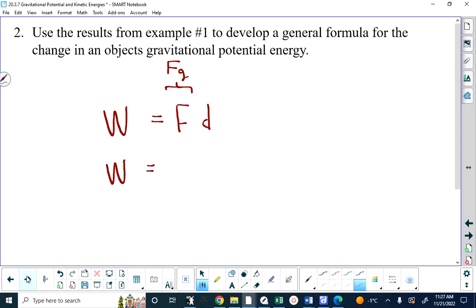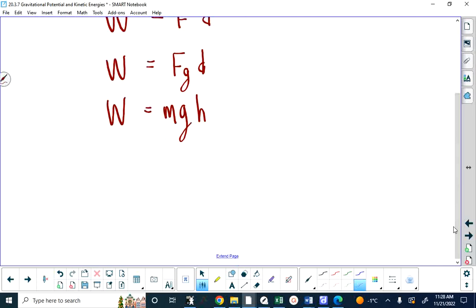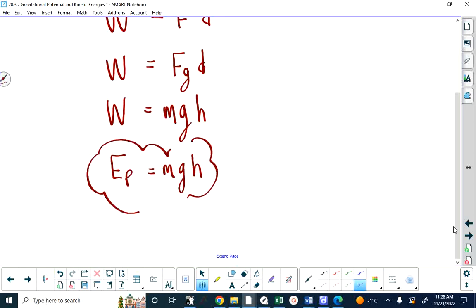So this becomes Fg. This is mass times 9.81, or g in general, which is what we've learned before. And since we're talking about a vertical displacement, let's just use h for height. Again, everybody, what we've just found is a way to calculate potential energy that's gravitational. So here's the formula.